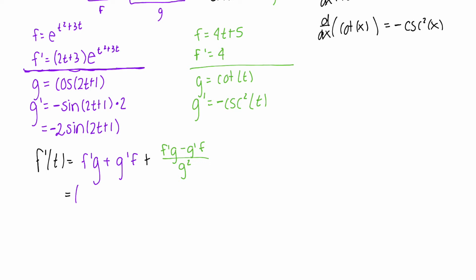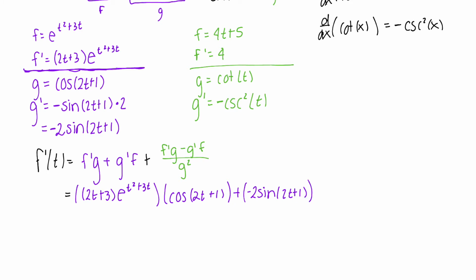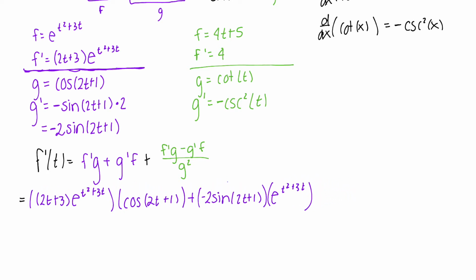F prime is (2t plus 3) e to the t squared plus 3t. G is cosine of 2t plus 1. So I have f prime g plus g prime, so negative 2 sine of 2t plus 1, and then f, which is e to the t squared plus 3t. Let's move it over because it's going to require more space than that.